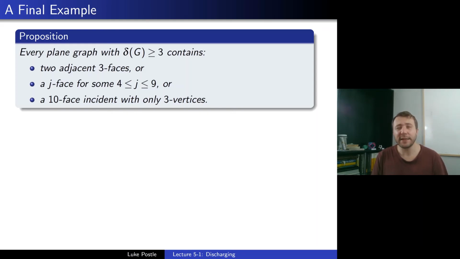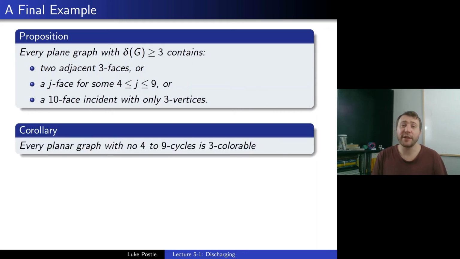Why is that good? This should remind you of something from last class when we talked about coloring plane graphs, namely Steinberg's conjecture. And so actually a corollary of this is that every planar graph with no 4 to 9 cycles is 3 colorable. So remember that question of Erdos, what's the minimum k where no 4 to k cycles is 3 colorable? Well, the best known is 7, but here's a nice corollary that you get 4 to 9. So here's a short proof that 4 to 9 works.